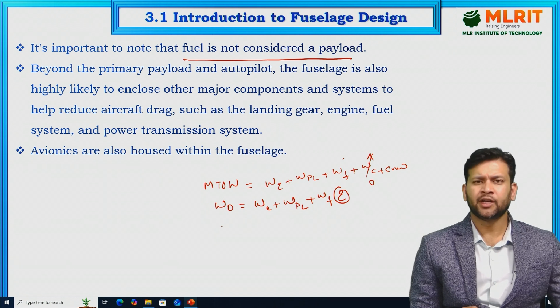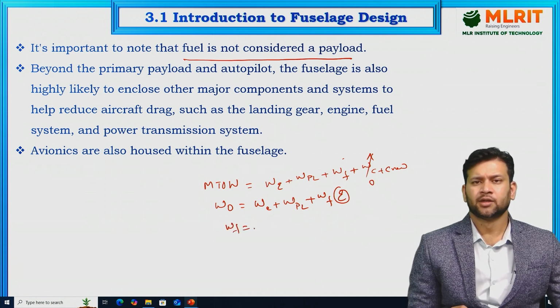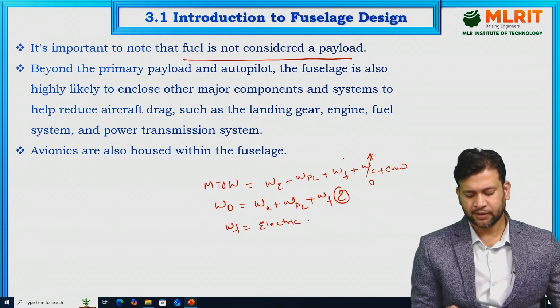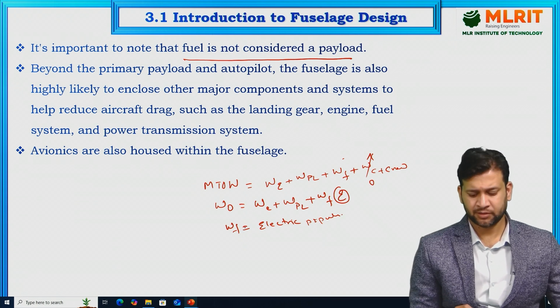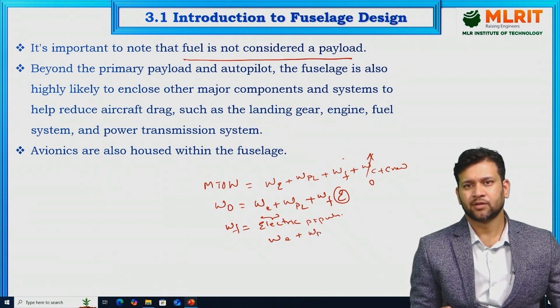And many unmanned air vehicles have electric propulsion. In the case of electric propulsion or electric motors, the power supplies are added into the empty weight. So we'll have only empty weight plus payload.